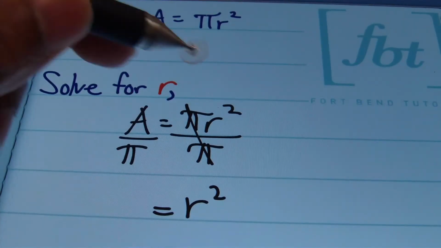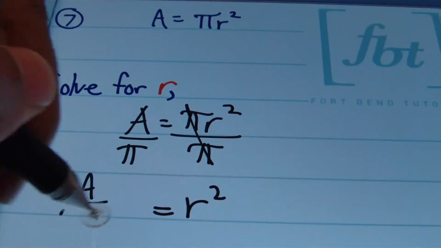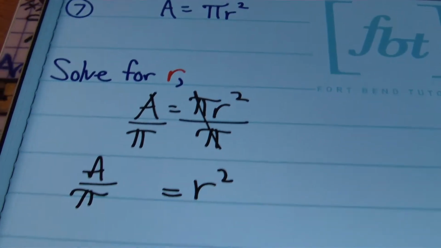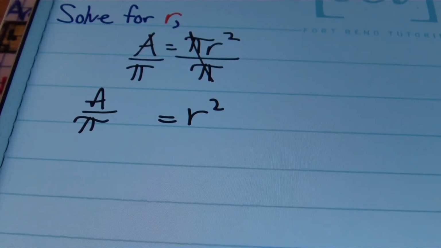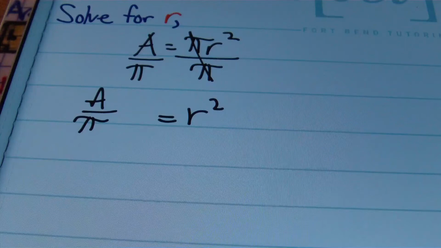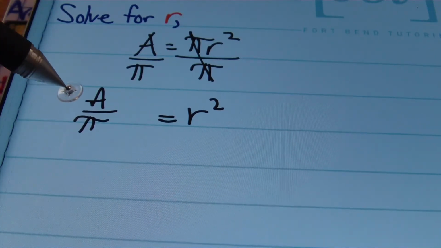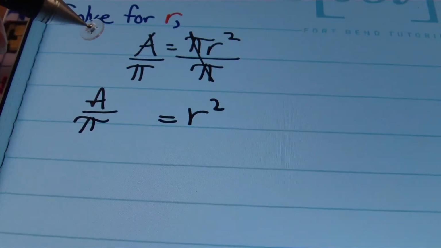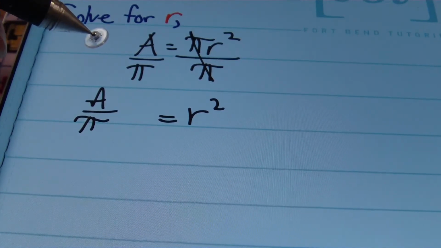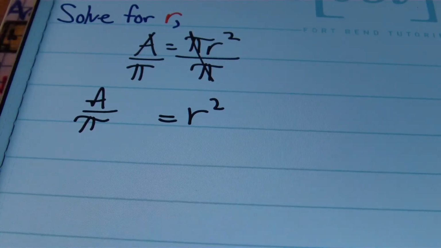So this is just going to be r squared equals A divided by pi here. And then in order to solve for r, which is the radius by the way, you'll need to take the square root of both sides. Now, you won't need to use the square root property. You don't need to take the positive and negative versions of the square root of A divided by pi, because when you're dealing with the radius of a circle, it will never be negative. So therefore, you can just take the positive root here.